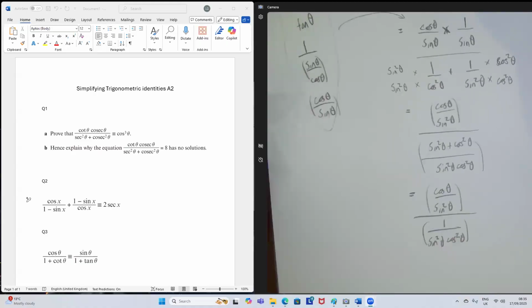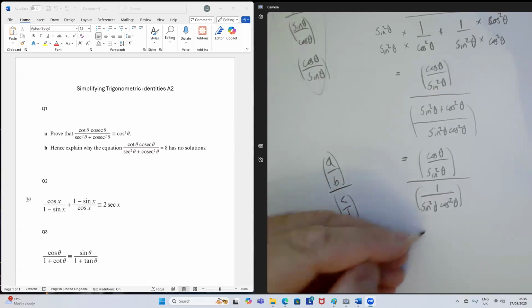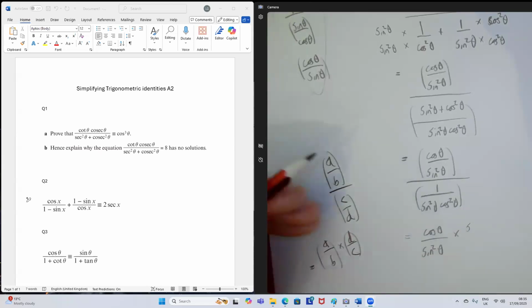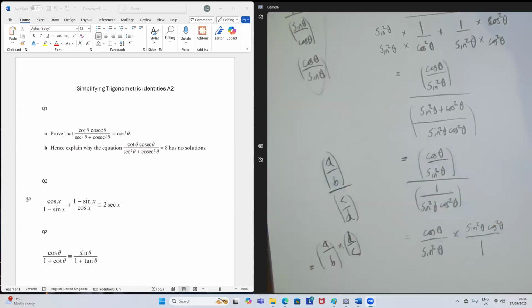Now, this is really good, because now we've got the format A over B over C over D. And whenever we have A over B over C over D, that is the same as A over B times by D over C. So when you've got a quadruple fraction like that, you take the reciprocal of the lower one and you multiply it. That's what we're going to do here. So this is now cos theta over sine squared theta times the reciprocal of this, which is sine squared theta cos squared theta all over 1, like so.